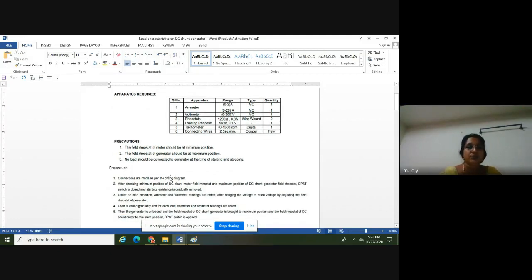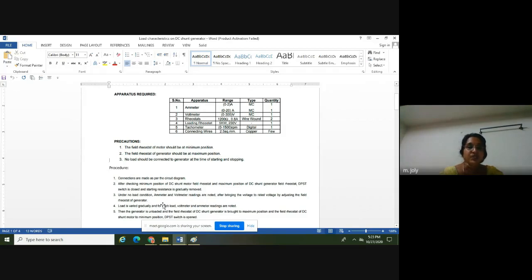So these are the precautions. Then procedure. Procedure means connections as per the diagram. Again, minimum position of shunt field rheostat and maximum position of DC shunt generator rheostat. SPST switch is closed. Okay. So in the precautions, close panel. Then under no load condition, ammeter and voltmeter readings are noted.